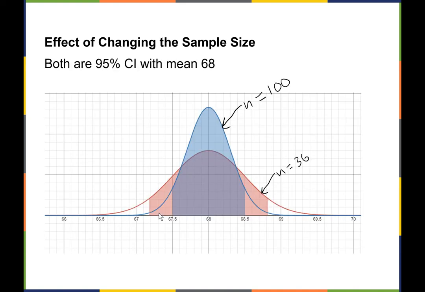Let's look at a picture of what I'm talking about here. Here are two 95% confidence intervals, both with a mean of 68. Here is when I had 100 samples, I get to be 95% confident it's between 67.5 and 68.5, because I have more information. When I have less information, I have a wider range for the same level of confidence. Well, I only have 36 scores, so I'm only confident between 67 point something, not quite 67.2, and 68.8 or something, right? I'm less confident because I have less data.